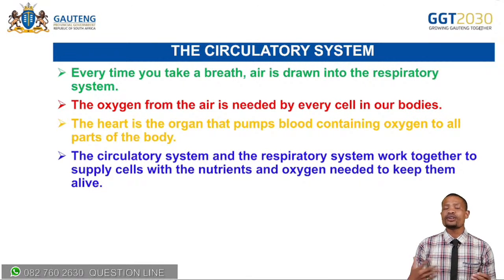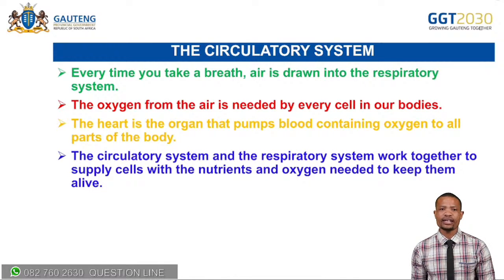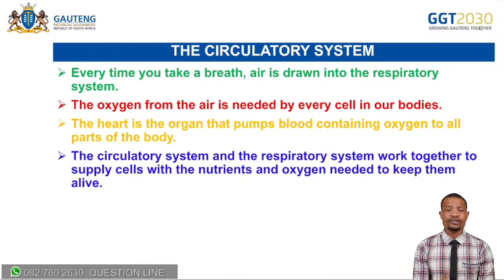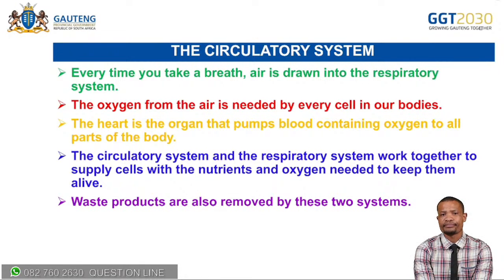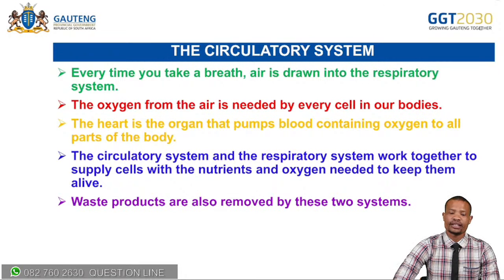Right, so if the cells no longer get the oxygen that they need from the respiratory system, they will begin to die. Okay, so we need this oxygen from the respiratory system so that we can keep the circulatory system in place and the cells from dying. The moment they stop receiving oxygen and are unable to get rid of the carbon dioxide, they will start to die. Okay, so waste products are also removed by these two systems. What waste products can you think of that are removed by these two systems? Yes, that is correct. It will be carbon dioxide.